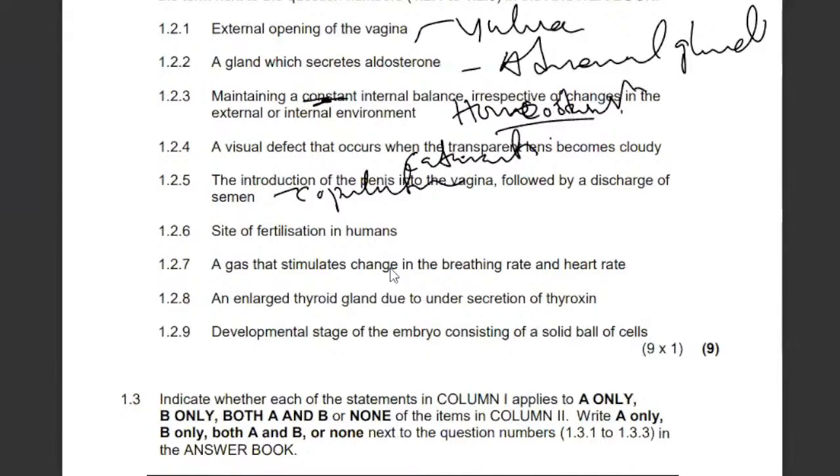Fertilization. How do we call this? Fertilization. The site for fertilization is the fallopian tubes. Yes, so it's the fallopian tubes.